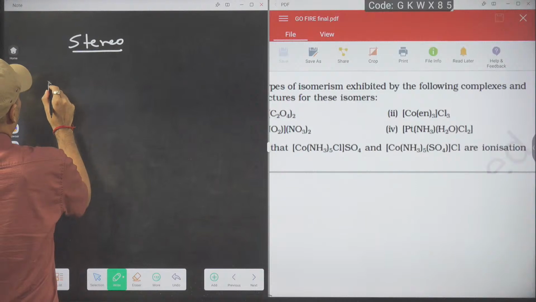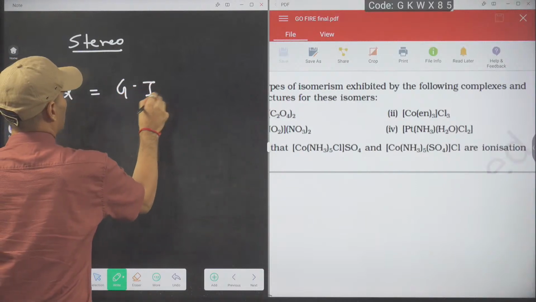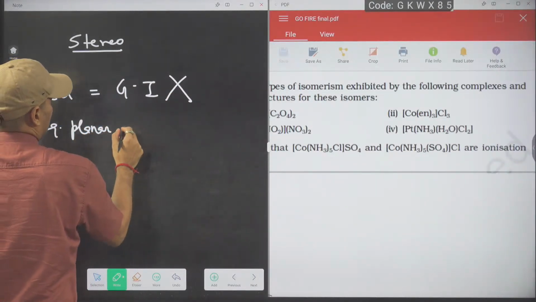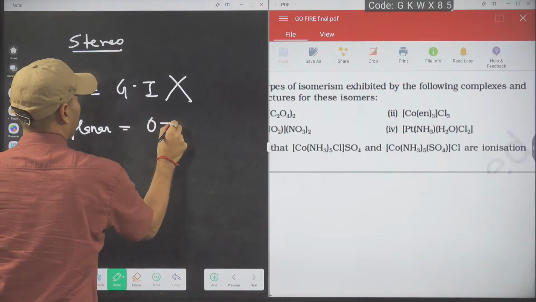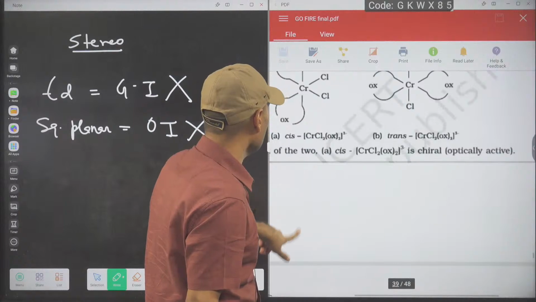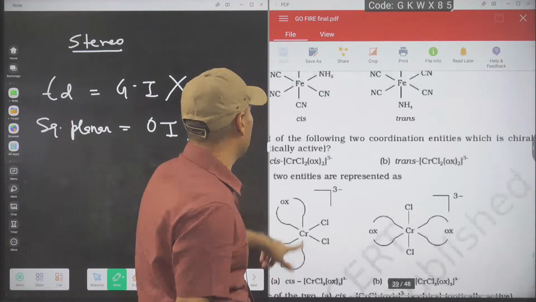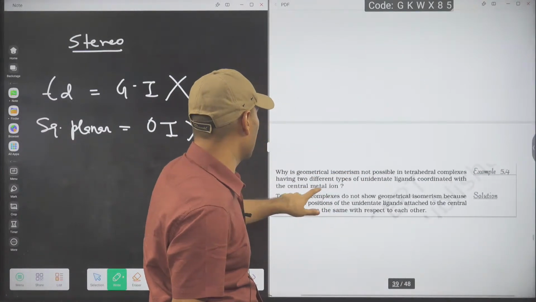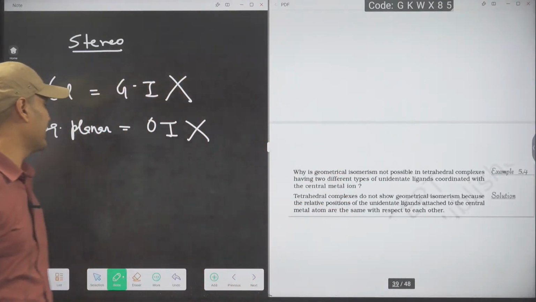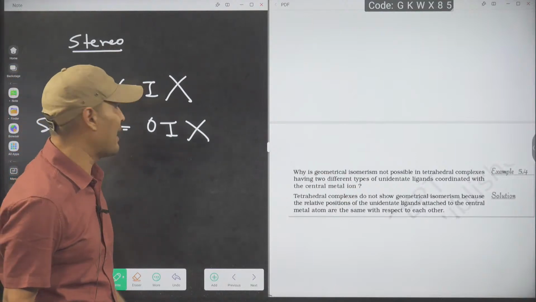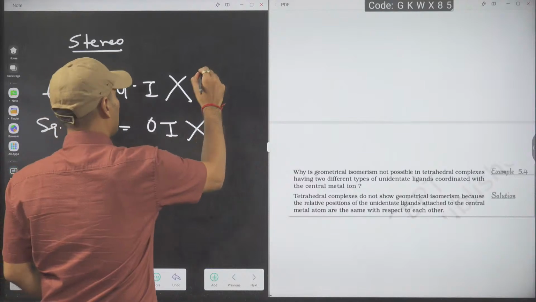See, in the stereo part, a few points you can remember. Like tetrahedral complexes do not show GI. Square planar complexes don't show optical isomerism. The NCERT question is also there: why don't tetrahedral complexes show geometrical isomerism? You will have to say that, sir, relative positions are the same.